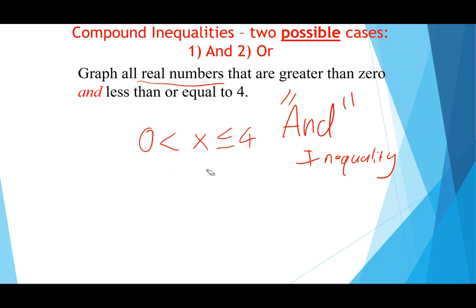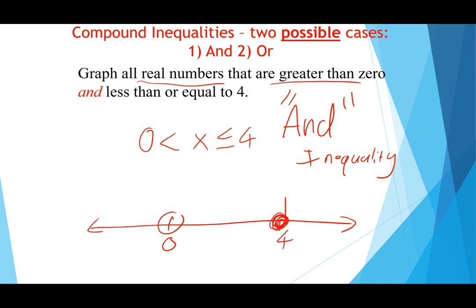Now, if we were to graph this, we would have a number line with 0 on it, and 4 on it, and we would have an open circle at 0 because it was just greater than. It was not greater than or equal to. I will have a closed circle on 4, though, because x is less than or equal to it. So it's got that little equal to portion. So it's going to be shaded in. And x is bigger than 0 and it's less than 4. So it's somewhere between 0 and 4.